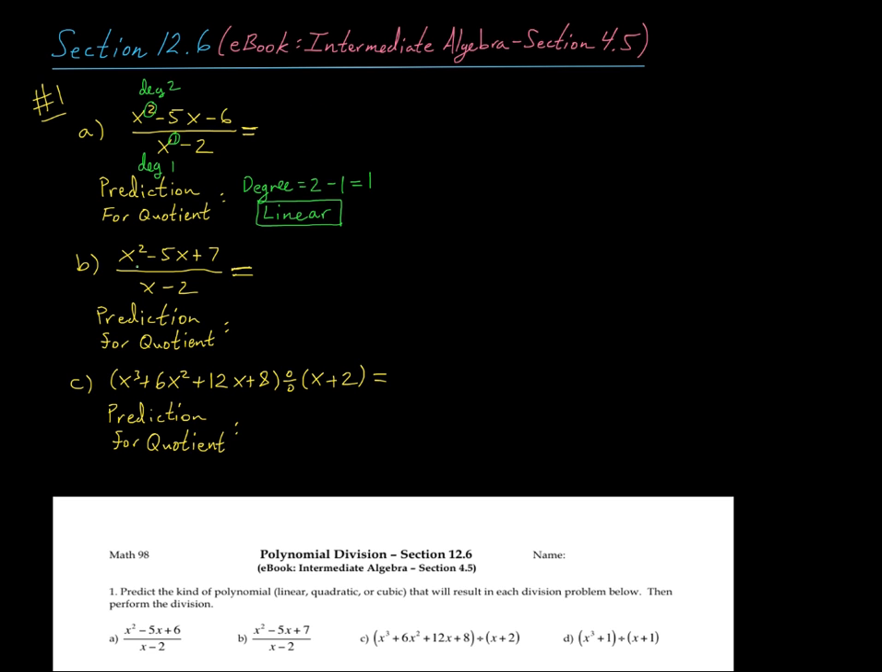Okay. For part B, it's really the same as far as the prediction piece is concerned. Degree 2 over degree 1, so we would expect to see a linear quotient there. And then for part C, we have x cubed and x, so degree 3 and degree 1, so that difference would be degree 2. And if it's degree 2, that is a quadratic polynomial.